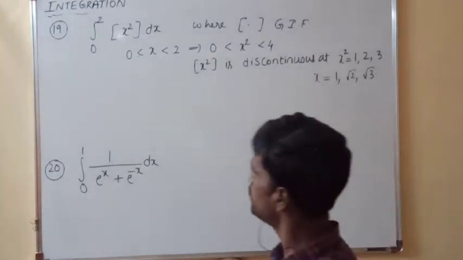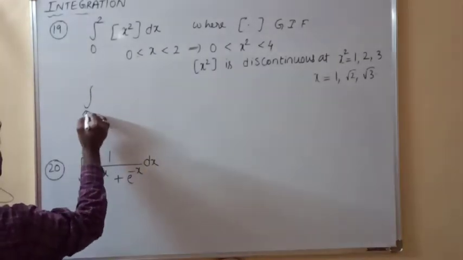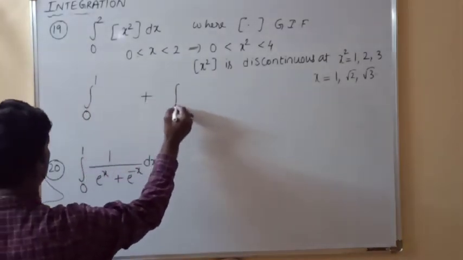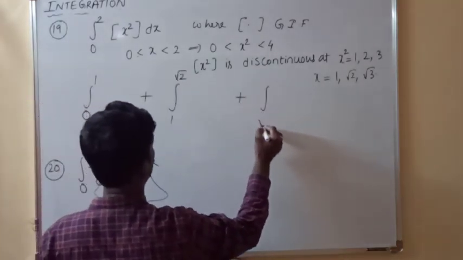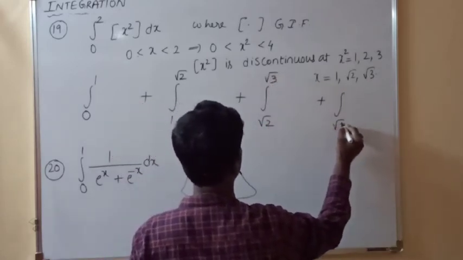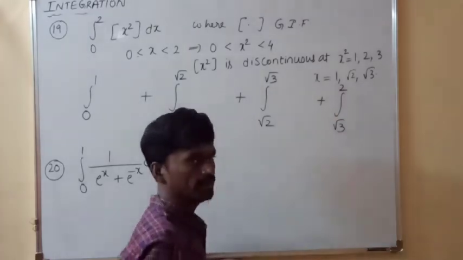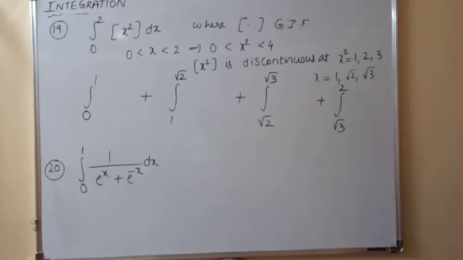So then we have to split integral 0 to 2 like this: integral 0 to 1 plus integral 1 to root 2 plus integral root 2 to root 3 plus integral root 3 to 2. Because it is discontinuous at which points? 1, root 2 and root 3. So that's why we have to split the given integral into 0 to 1 plus 1 to root 2 plus root 2 to root 3 plus root 3 to 2.